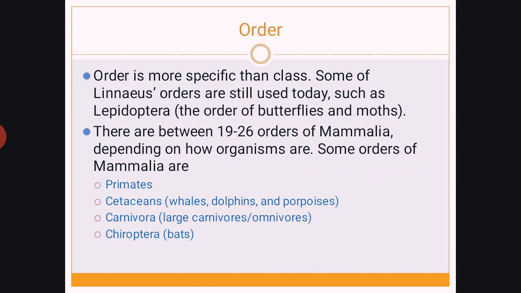Class is further divided into order. It is more specific than class. The class Mammalia has around 26 orders like order Primates, order Carnivora, etc.